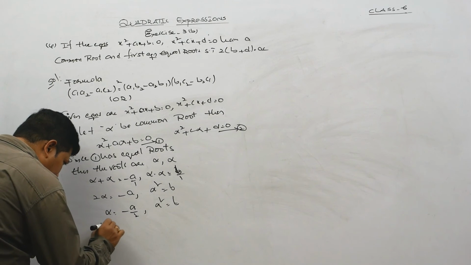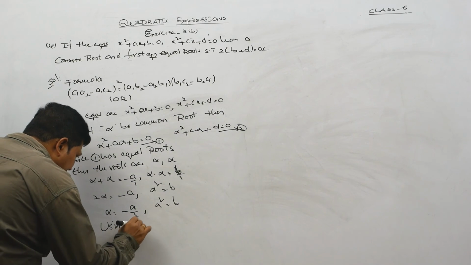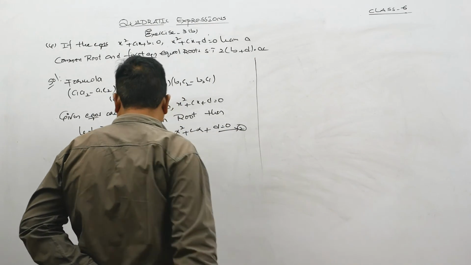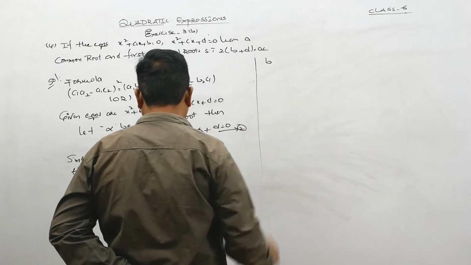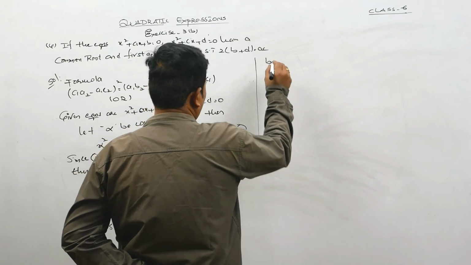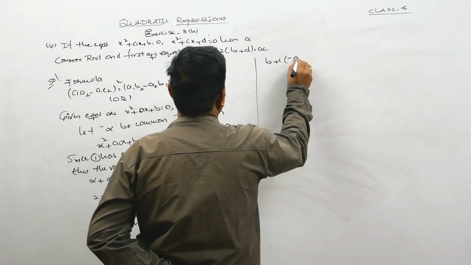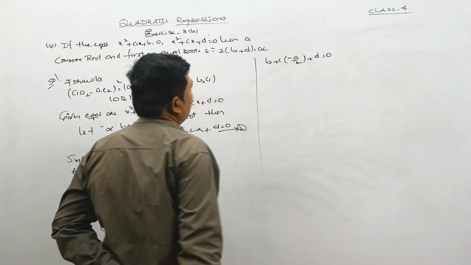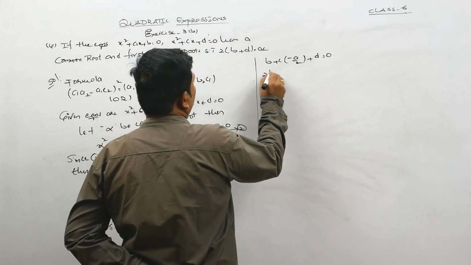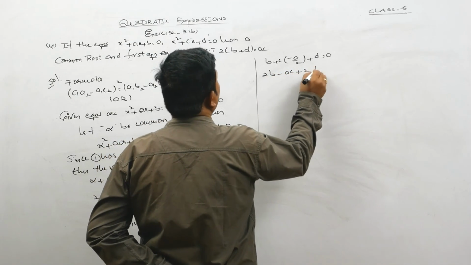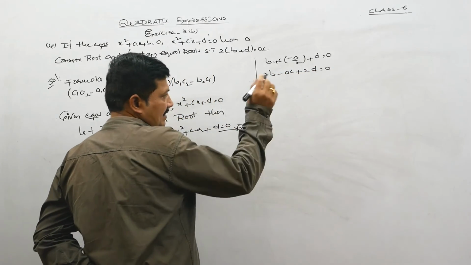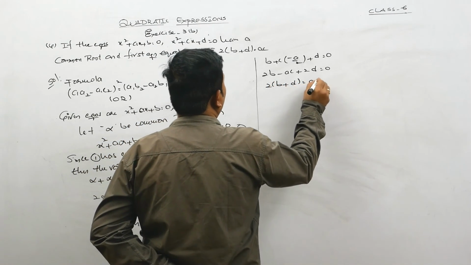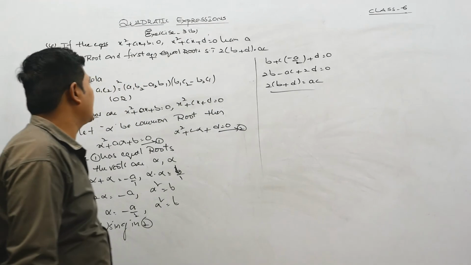So by substituting these values in equation 2, in the place of alpha square we can write b, and c into alpha, so c into minus a by 2, plus d is equal to 0. Multiply throughout the equation with 2. 2b minus ac plus 2d is equal to 0. So taking the AC, then 2 into b plus d is equal to AC, which is the required condition.